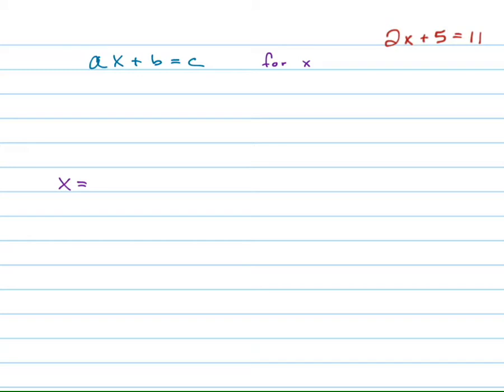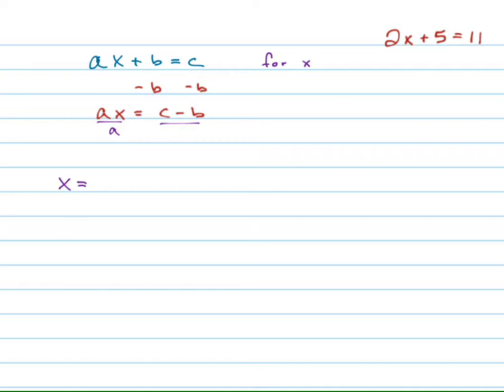So if a, b, and c were numbers, what would I do first? Subtract b from both sides. So now we'd have ax equals c minus b. So I've got ax equals c minus b, and I want to get x by itself. What do I do now? Divide a from both sides.